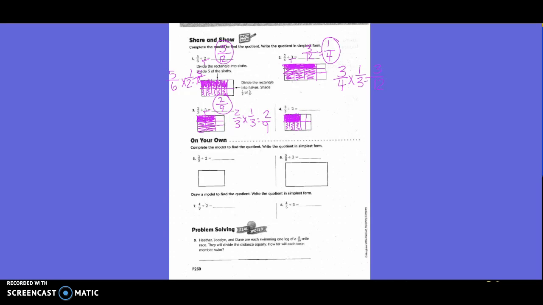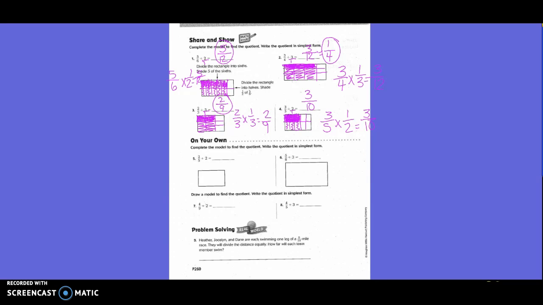Okay, so how many total pieces do I have? 10. How many do I have double colored? 3. Now I'm going to do my multiplication problem. This would have been what? 2 over 1. So then I write 3 tenths times, what's my inverse operation? 1/2, which equals 3/10. Okay, so do those equal the same thing?